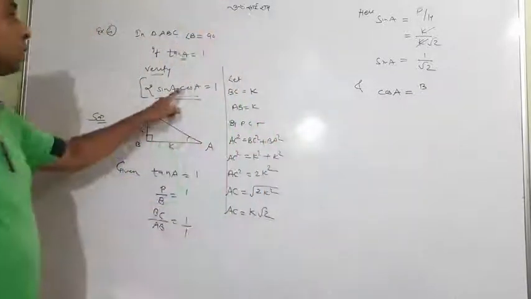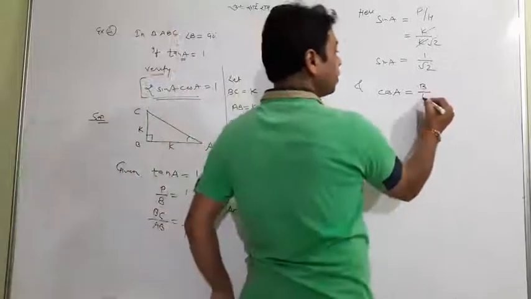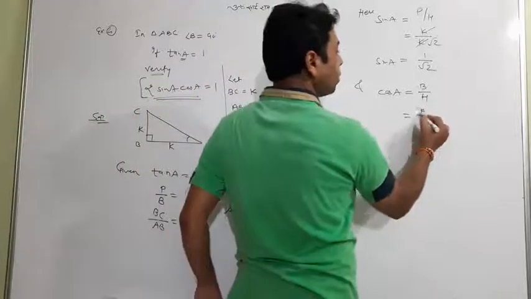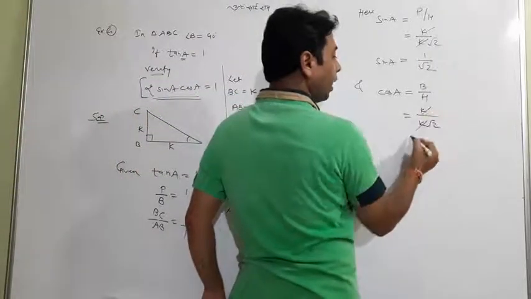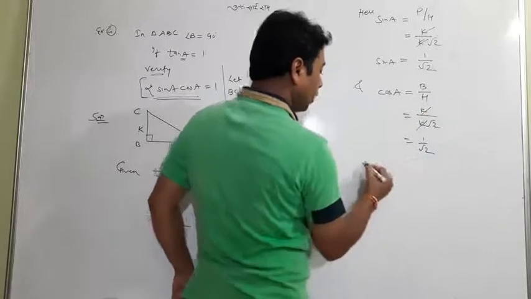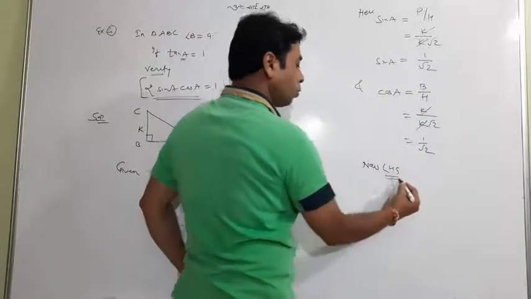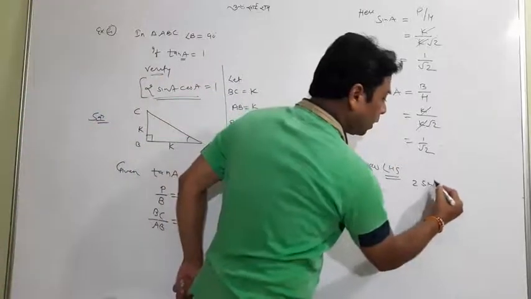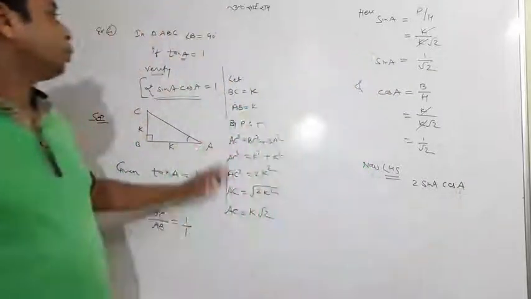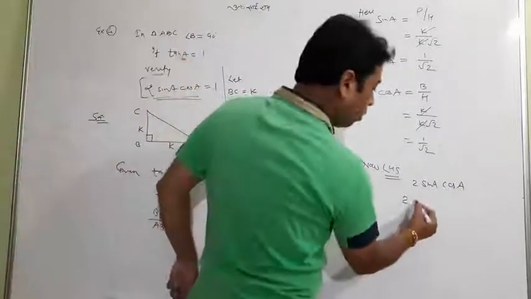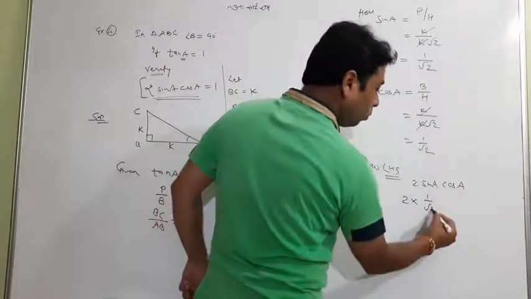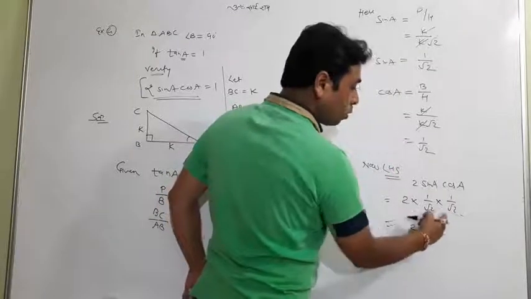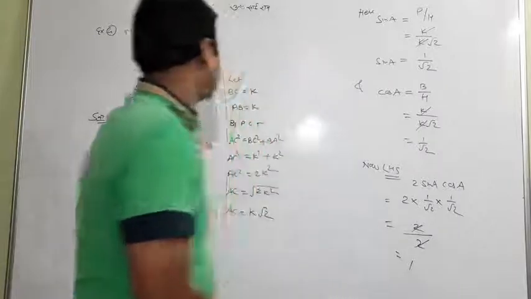And what is cos A? I need cos A, so base upon hypotenuse. Base is k, and hypotenuse is no change at all. Again they cancel. Upside is 1, downside is root 2. Now we take the LHS, which we want to verify: 2 sin A cos A. I want to prove that it is 1. So 2 times sin A, meaning 1 by root 2, times cos A, meaning 1 by root 2. The two ones multiply, upside is 2, and root 2 into root 2 is 2 itself. 2 and 2 cancel. Answer is 1. This is the right hand side.